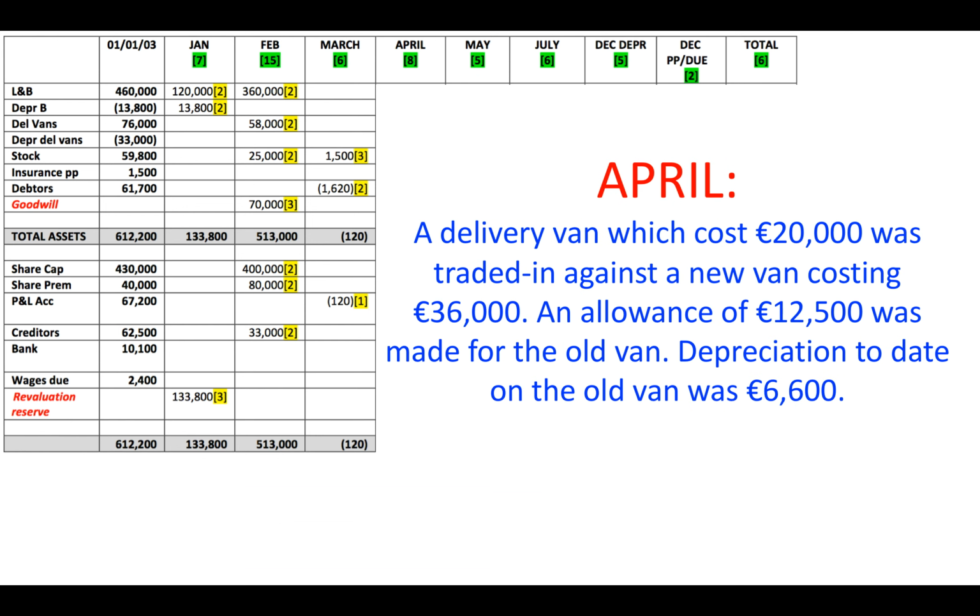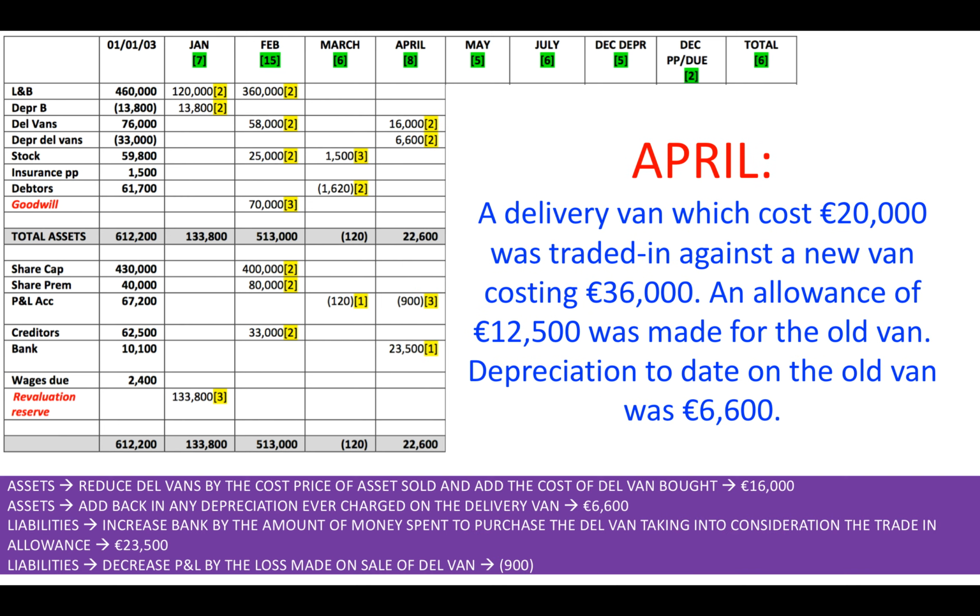April. A delivery van which cost €20,000 was traded in against a new van costing €36,000. An allowance of 12,500 was made for the old van. Depreciation to date on the old van was 6,600. Okay, so let's think about what we're going to do here. So we'll change the delivery vans by the cost. So how was the cost affected here? Well, we minus the 20 old van and we add the 36 new van, which is 16,000 altogether.